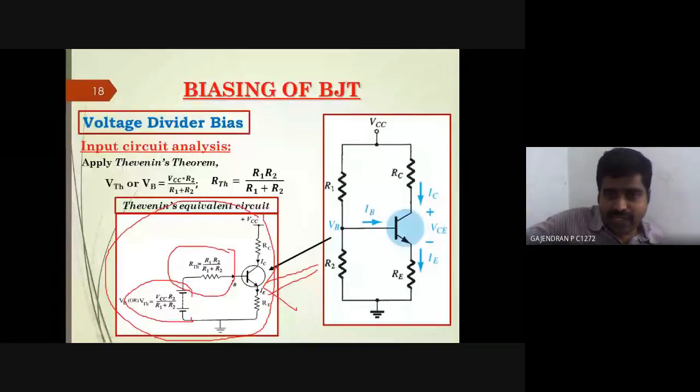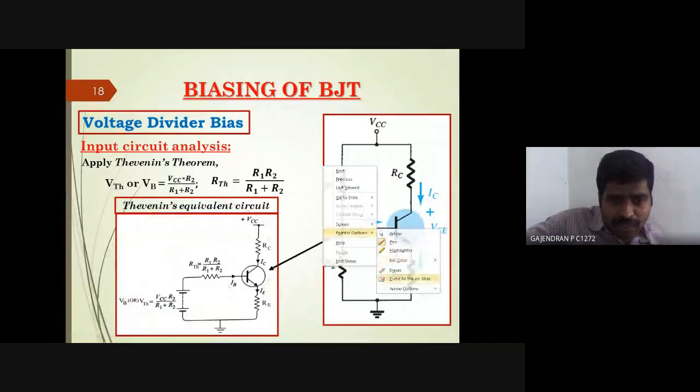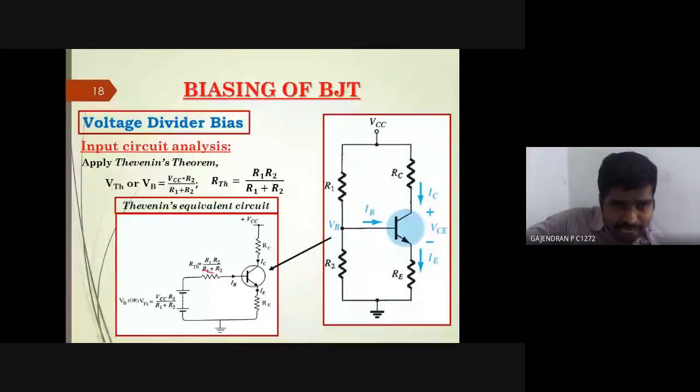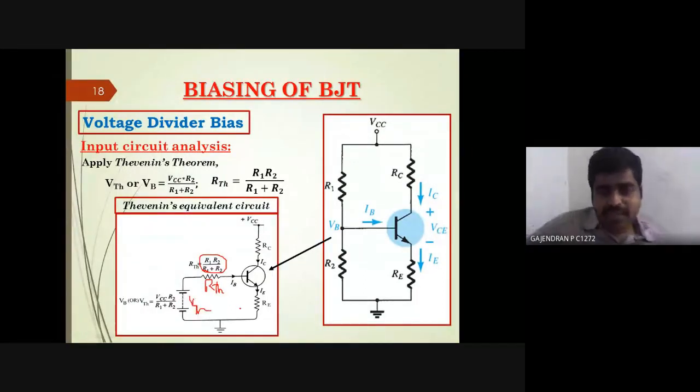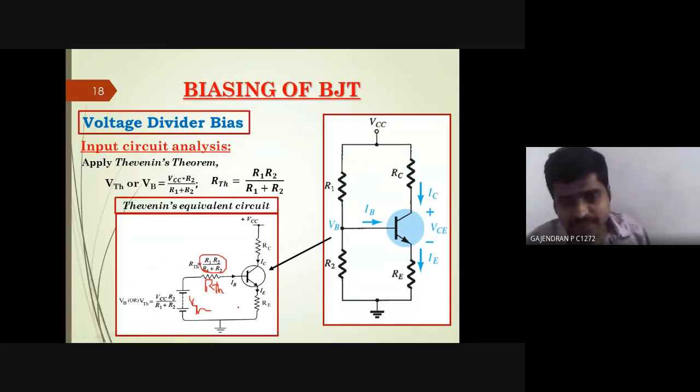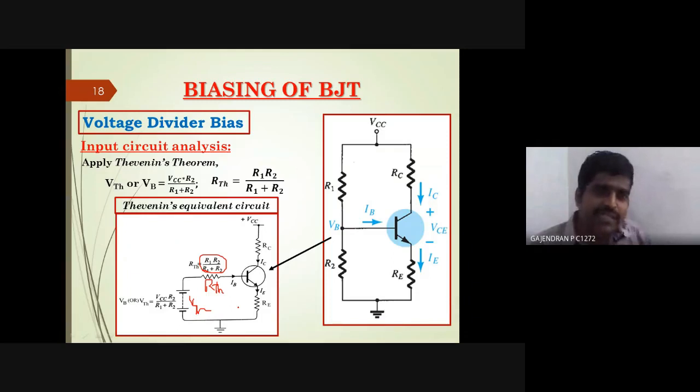Yes. Please take down the circuit. Don't bother about these many values. Keep it simply as RTH and keep this as a single source VTH. Is it clear, sir? Take down. Let me give a minute to take this down. Then we will do the input circuit analysis and output circuit analysis. Then we will find the stability factor and compare with the fixed biasing. Then we will conclude which one we will use most. Okay.